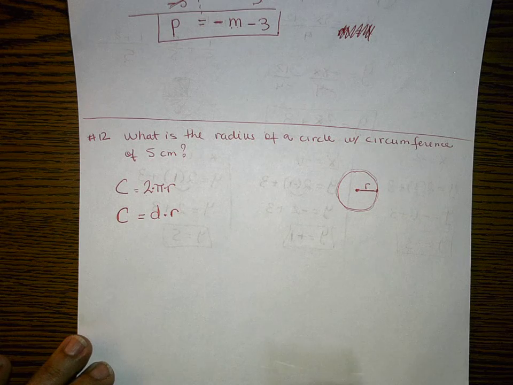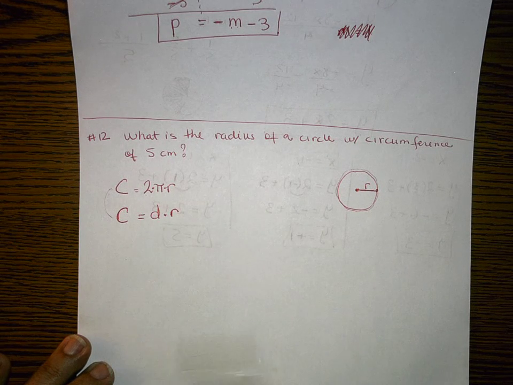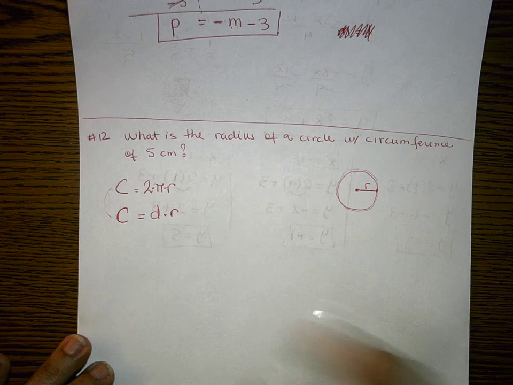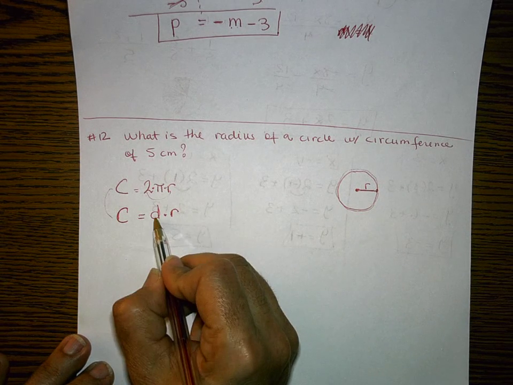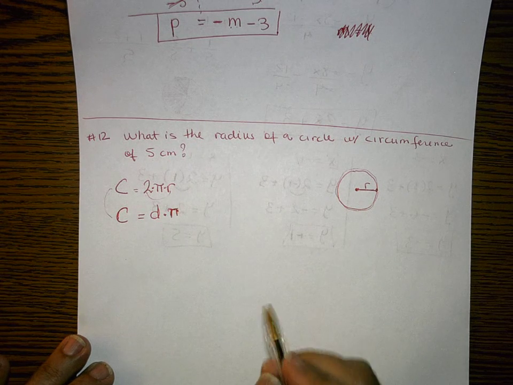They're both exactly the same thing because the diameter is 2 times the radius. So 2 times the radius would be the diameter, times pi. Am I doing that right? I think so. All right.